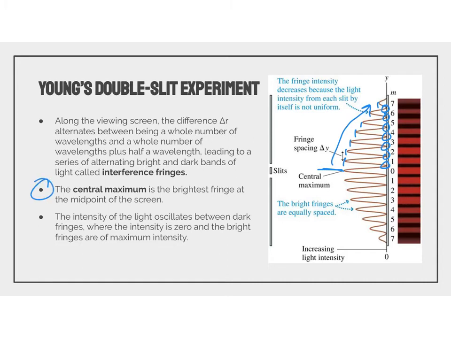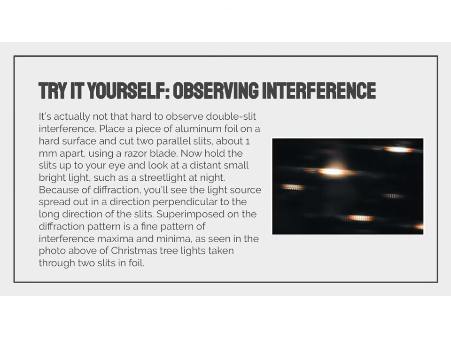So we have the central maximum that's bright, and as we get further away from that, it gets dimmer and dimmer, but we always have these areas of absolute darkness. You can actually do this yourself. It's really not hard. You can get a piece of aluminum foil and cut two parallel slits very close to each other, about a millimeter apart, using a razor blade or a sharp pen or something sharp that can give you a nice small slit.